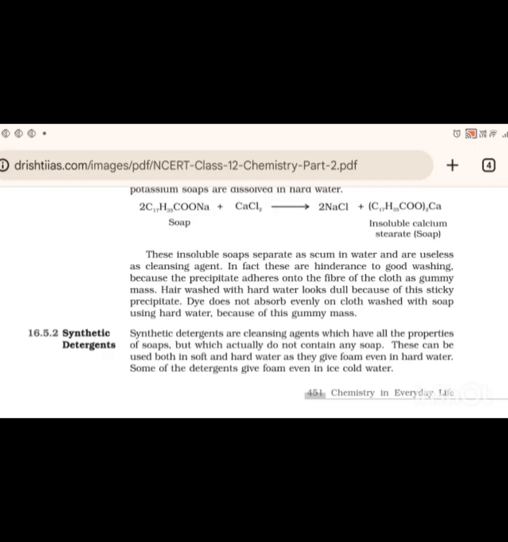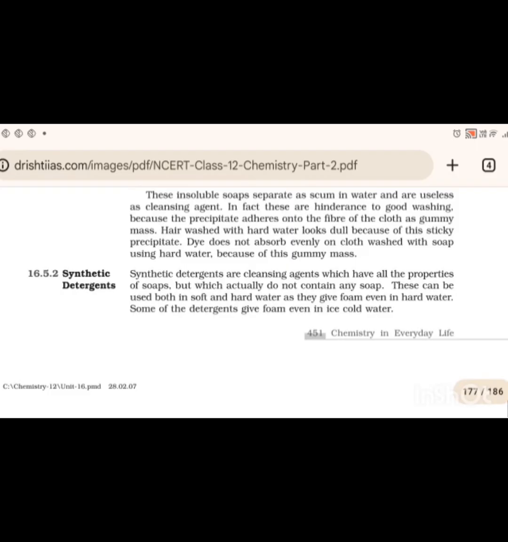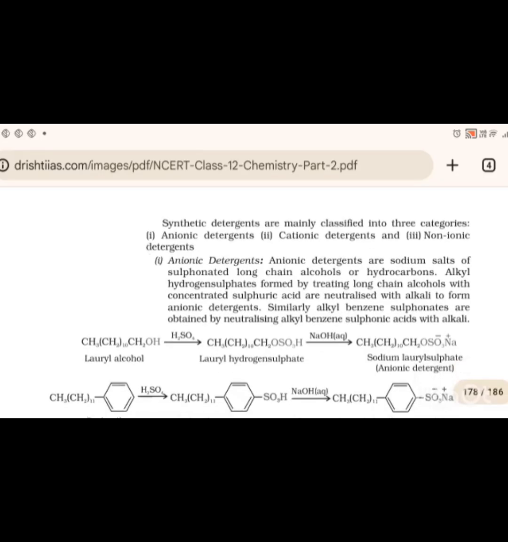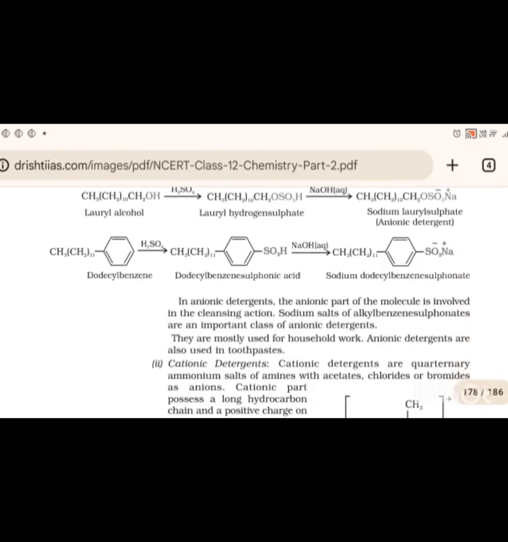Synthetic detergents are cleansing agents which have all the properties of soaps, but they are mainly classified into three categories: anionic detergents, cationic detergents, and non-ionic detergents. Anionic detergents are sodium salts of sulfonated long chain alcohols or hydrocarbons. Alkyl hydrogen sulfates formed by treating long chain alcohols with concentrated sulfuric acid are neutralized with alkali to form anionic detergent. Similarly, alkyl benzene sulfonates are obtained.